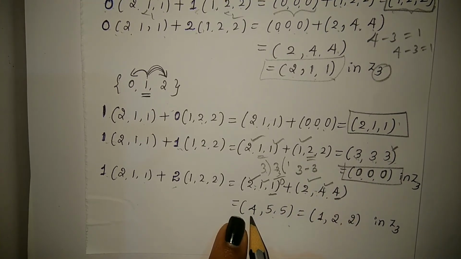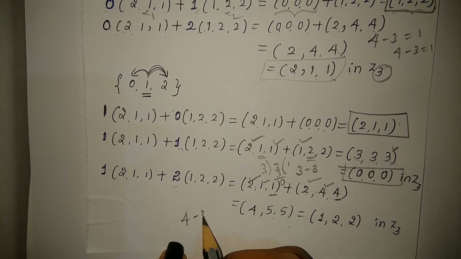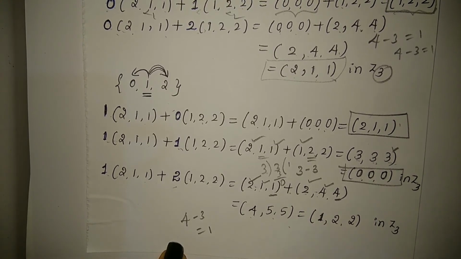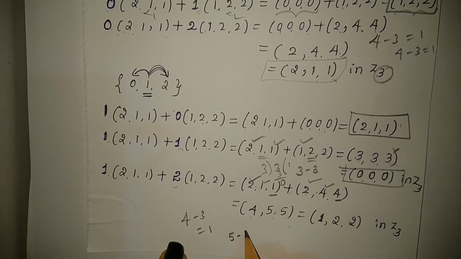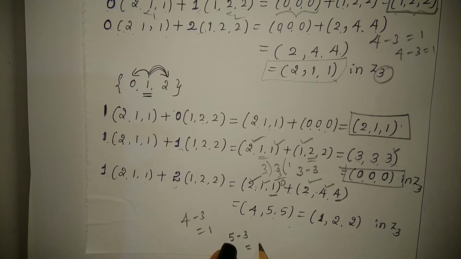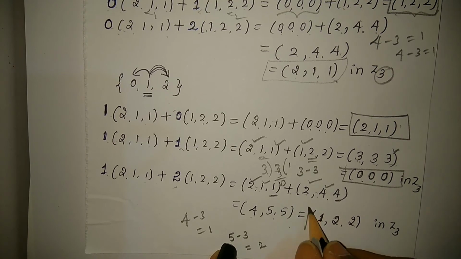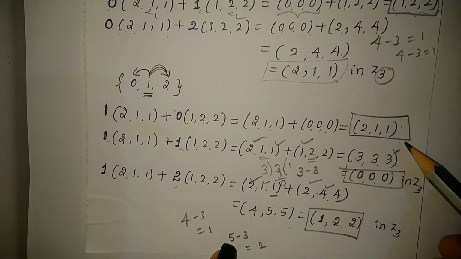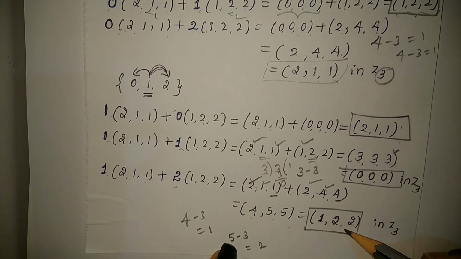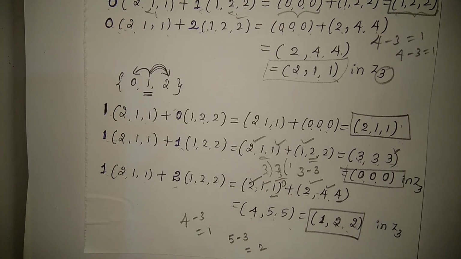So 4 is not an element of Z3. Just remove 3. We get 1. Okay. So for 5, just remove 3. We get 2. So 2, 2, which is an element of Z3. So we get the triplets 3, 2, 1, 1, 0, 0 and 1, 2, 2 for this set.